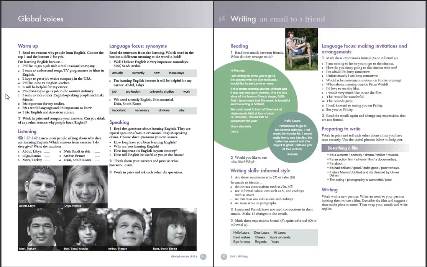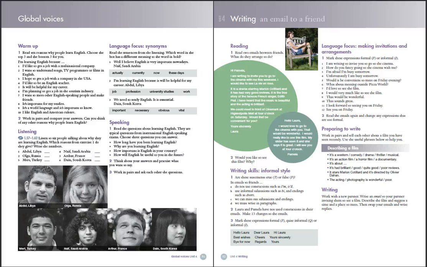And here's my favorite part, the global voices part. This is where they've actually incorporated English as it's spoken by not only native speakers but non-native speakers. This is where we get to see English used as a global language. This is a really special part of Global. I hope a lot of course books will follow this sort of model, because you do get that sense of English being a global language. It's a very, very good addition, a very exciting addition.